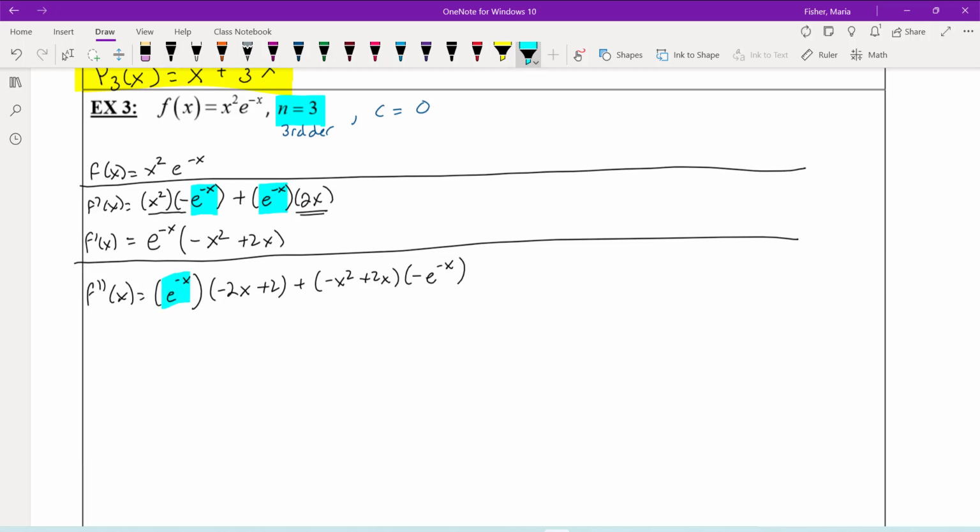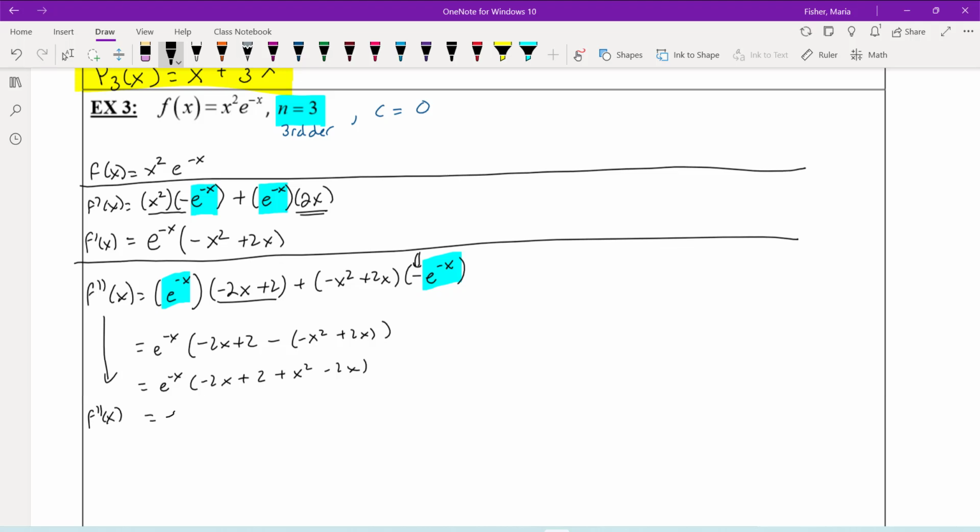Factoring out an e to the negative x so that it's easier for us to find the next derivative, we'd get e to the negative x, and then here it's just negative 2x plus 2 that's left over, and here I have a negative and then a negative x squared plus 2x. We're going to want to distribute that negative and then combine like terms. That becomes a plus x squared minus 2x. Combining like terms, we get that this second derivative is equal to e to the negative x times x squared minus 4x plus 2. Let's find the final one, the third derivative.